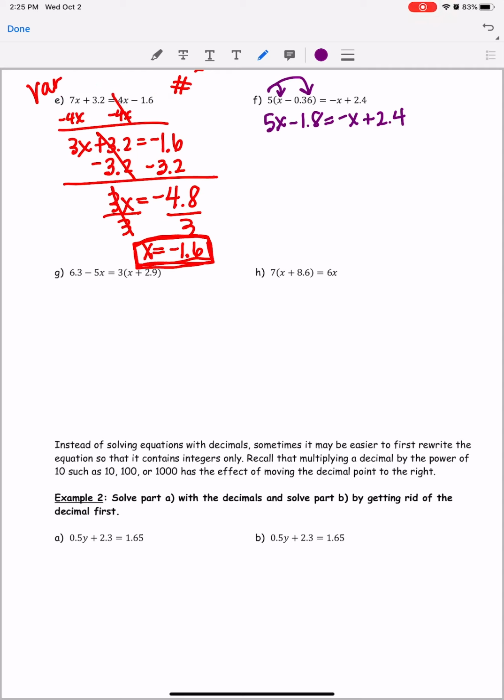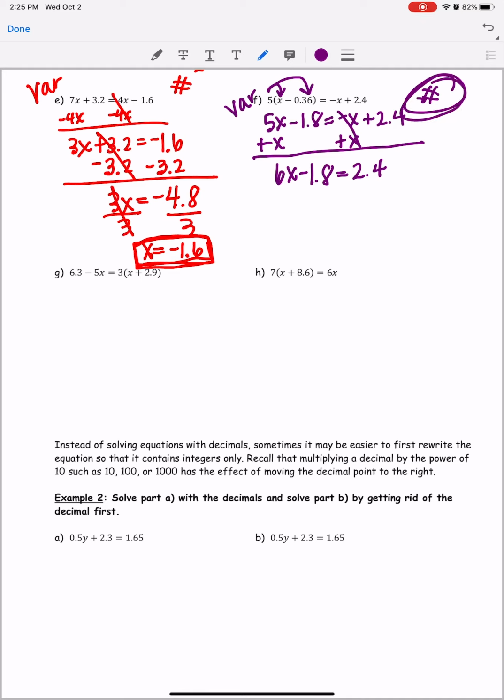So now, let's get your variable on one side, your constant on the other. So if I picked out my variable over here, I need to take this x and move it over here. So the opposite of a negative x is a positive one, so we're going to add it on over. So I've got 6x minus 1.8 equals 2.4. You need to bring everything else down we haven't used. So now I've got my variable over here.